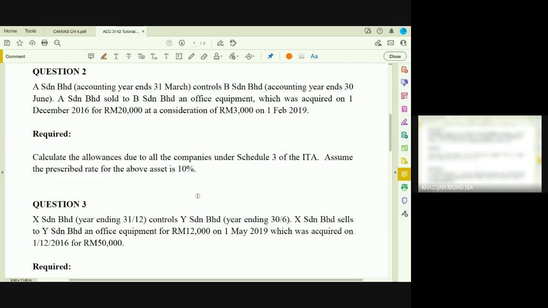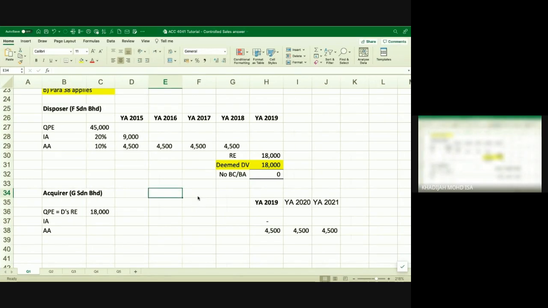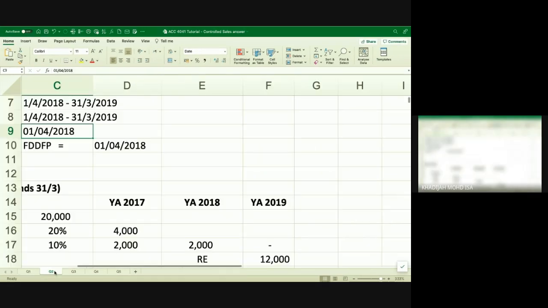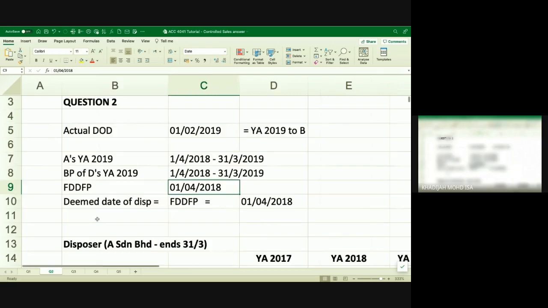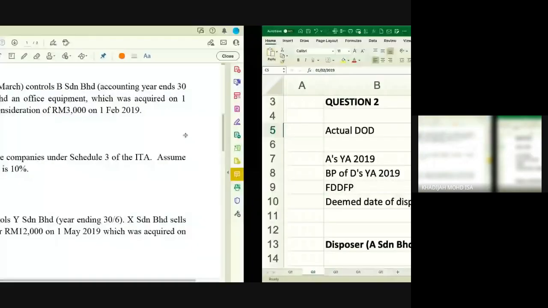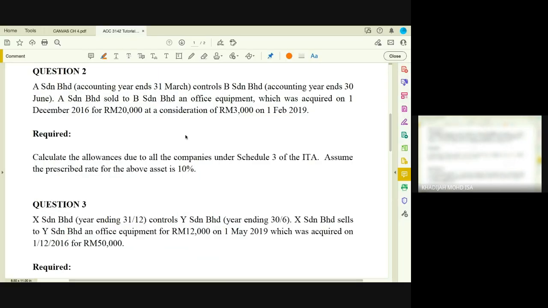You are required to compute the allowances for both companies. So number one, determine what is the date of disposal. Actual date of disposal is, in this case, disposed on 1st February. So you have 1st December as the date of acquisition of the asset.